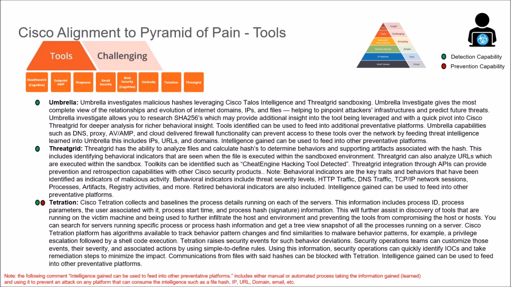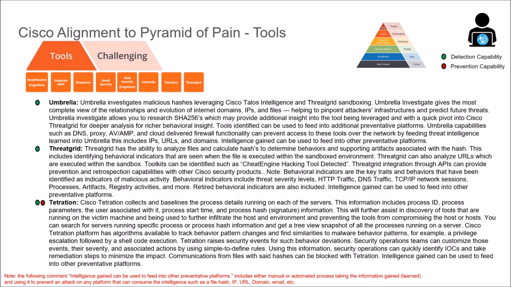Obviously, if you're all the way to application segmentation or whitelisting, again, the exposure is going to be very, very minimal, right? Communications from files with said hashes can be blocked within Tetration as well. Intelligence gained here can be used in other preventative platforms.